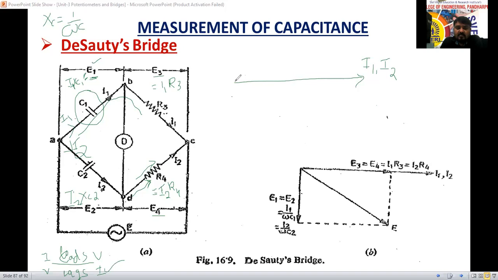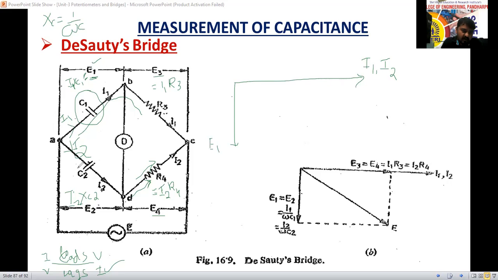So lags is nothing but we have to take the downside here. Lags is nothing but we have to take downside here. So 90 degree, it is going to lag. That is called E1 here now. Here, the current I1 is flowing here. Voltage drop across C1 is E1 here now.